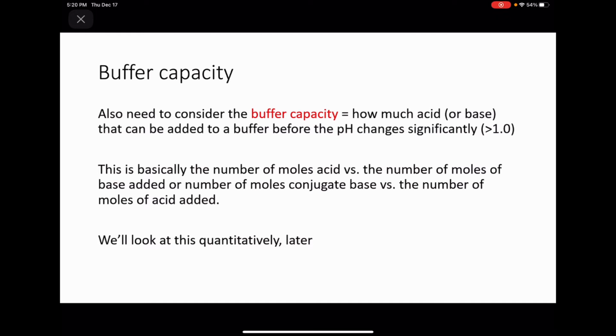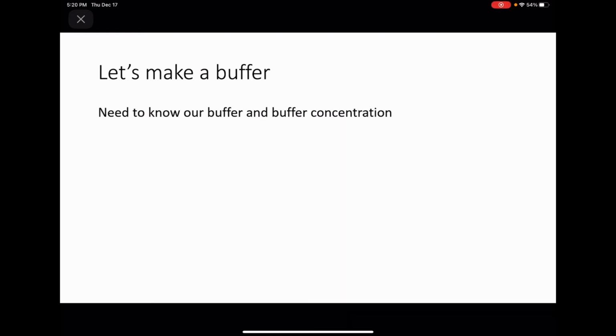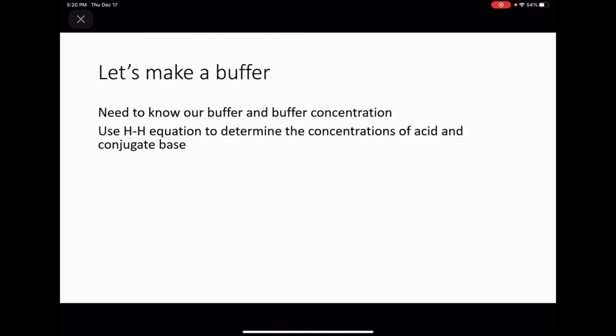We're just considering the factors that we would need to do. Okay, so now let's make our buffer. So we need to know what our buffer is and what our buffer concentration is, the two principles we just talked about. And then at that point, once we know our concentration, we know our buffer, we use the Henderson-Hasselbalch equation to determine the individual concentrations.